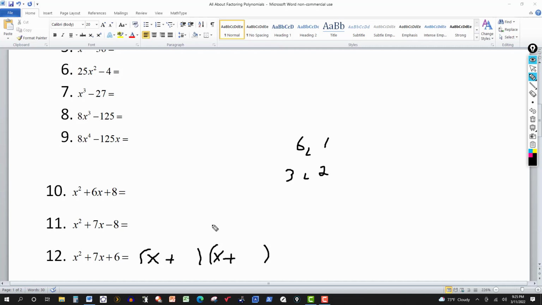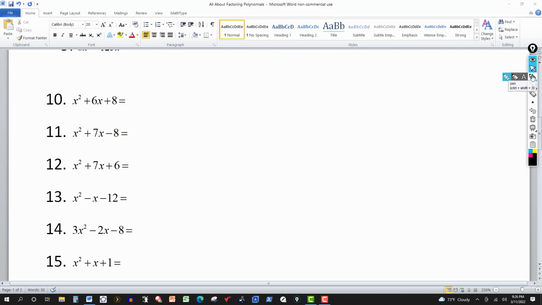And then we need a 6 and a 1, and a 1 with a 6. In this case, it doesn't matter which order you put them in. 6 and 1. You can see x times x is x squared, 1 times 6 is 6, and then in here 6x and 1x is 7x. That's your factorization. Go to number 13.